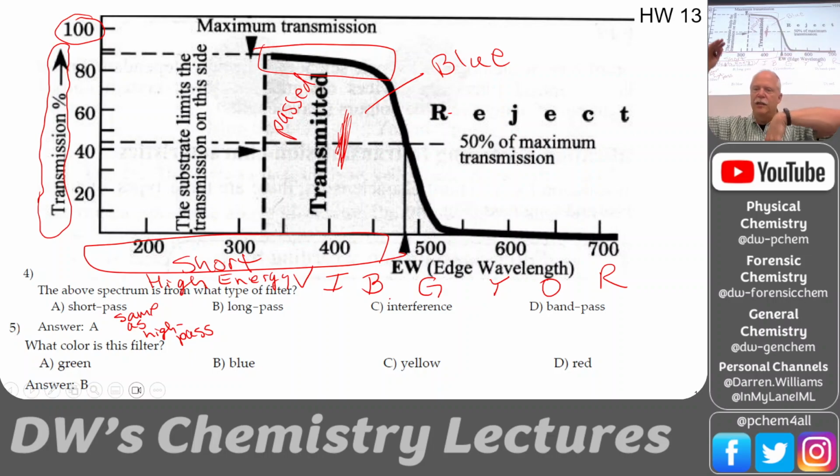If you were to invert that spectrum and it was passing the long wavelengths, it'd be a long pass filter. And those are the low energy, so it'd be a low pass filter. So those are the same thing. A band pass filter would go up and then back down, so it would pass a particular band of light. And so that's what a band pass filter is.